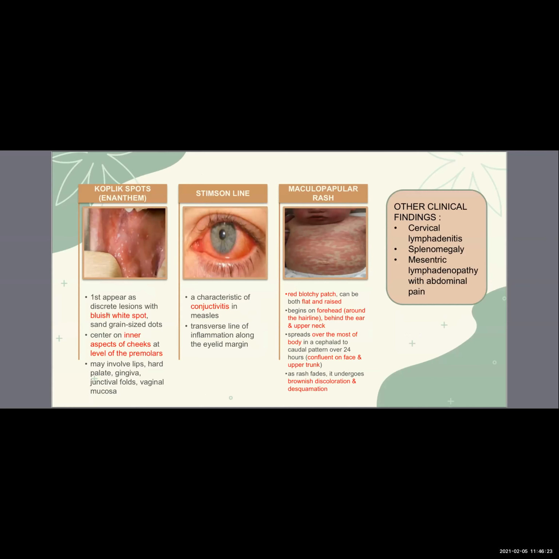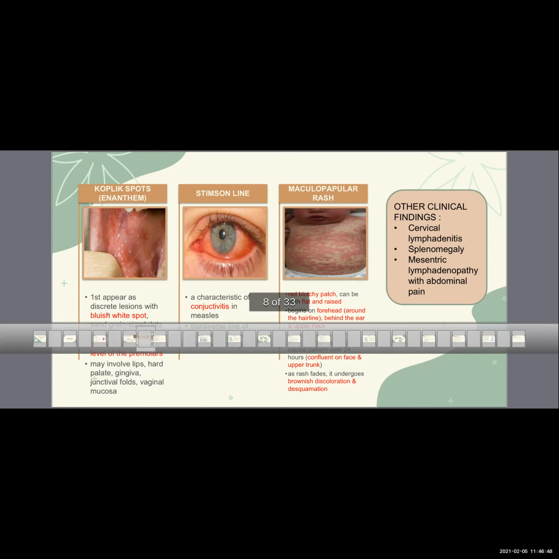Koplik spots first appear as discrete lesions, bluish white spots, and they usually appear in the center of the inner aspects of the cheeks at the level of the premolars, and may spread to involve the lips, hard palate, gingival folds, and vaginal mucosa.